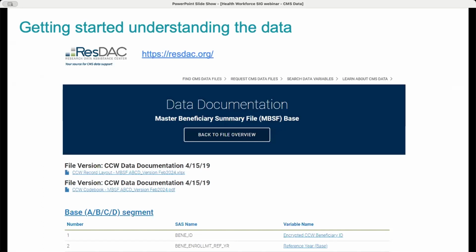And then if you can see down at the bottom here, there's hyperlinks for each variable. You'll be able to see the methodology and the source data and all the details that you need to understand what fields are in the data. So ResDAC is the most important resource as you're starting to get up and going with CMS data. Next slide.